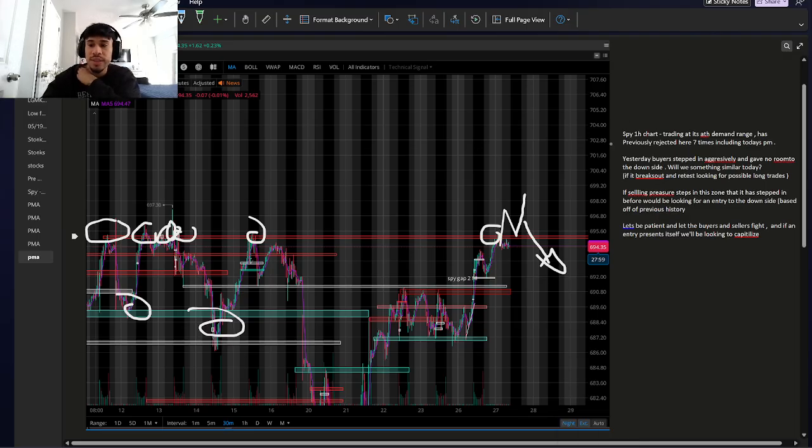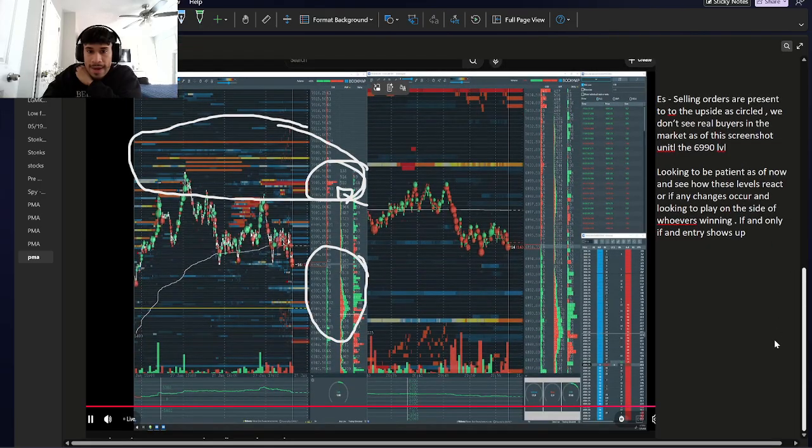Let's be patient and let the buyers and sellers fight. And if an entry presents itself, we'll be looking to capitalize, right? Easier said than done.